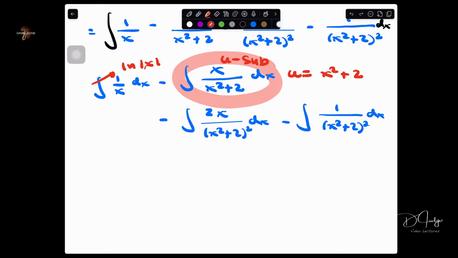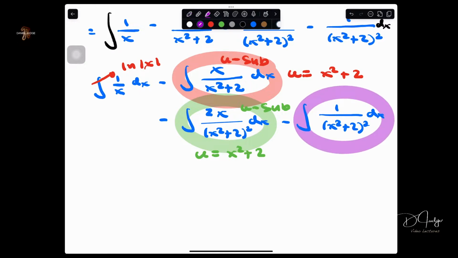And I will say here, maybe we'll change colors. We're going to use u sub in green here. u is x squared plus 2. And then in purple here, this is not going to be u sub. We're going to have to use trigonometric substitution.